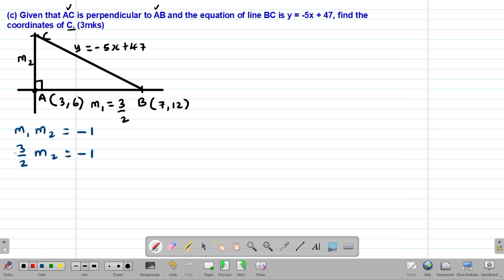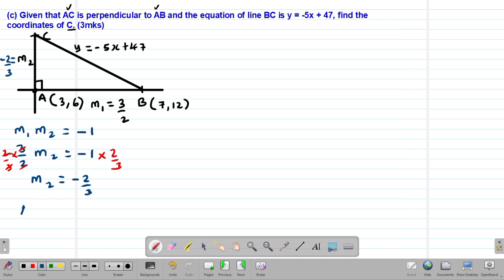Therefore, our M1 is 3/2 multiplied by M2, we are supposed to get -1. So I'll multiply through with the reciprocal, which is 2/3. I also multiply through by 2/3, so that 3 and 3 can cancel out, 2 and 2 can also cancel out. So it means that M2 will be equal to -2/3. So this is the gradient of this particular line AC. It is -2/3. Now, having the gradient at one point, we can easily find the equation.